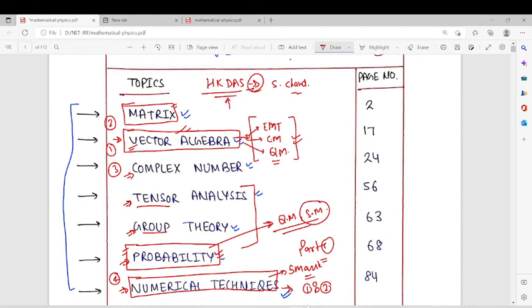In the next class, first we will discuss vector algebra, and after that we will go for matrix, then numerical technique, then complex number, and at the end of mathematical physics, we will study probability. These two topics are not as important, as I think, but if you want to study them, then you should follow H.K. Das.